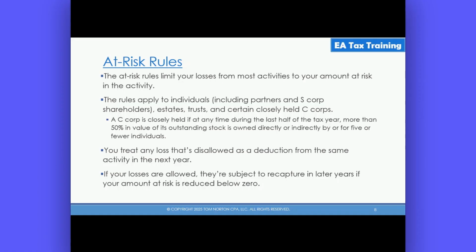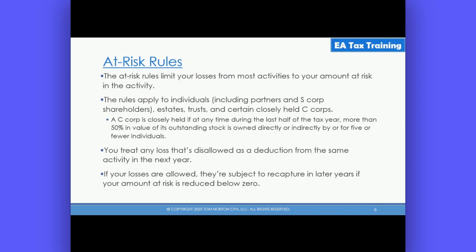rules. If you do have some losses that are disallowed due to these rules, you can treat that loss as a deduction from the same activity in the next year. So if next year you've got income from that activity, or you've got more money that you put into it, so you've got more at risk, then you can take those losses at that time. If you can't do it that year, you can carry it forward to the next year and so on.